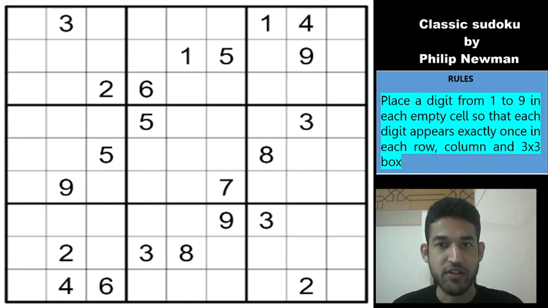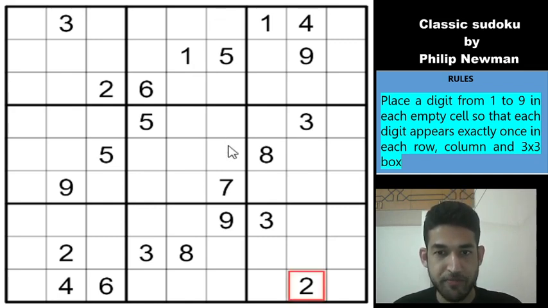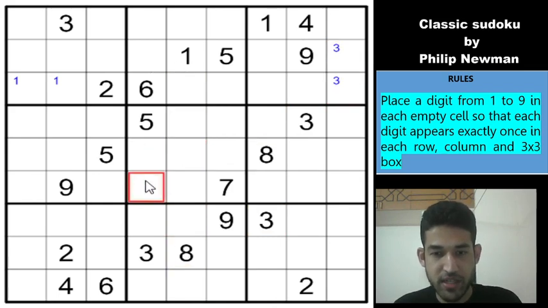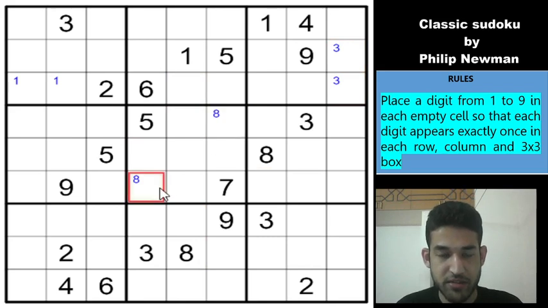So let us start solving the Sudoku now. There is a 1 in rows 1 and 2, which means that these two cells will contain a 1. There is a 3 in column 7 and 8, which means one of these two cells will have to contain a 3. There is an 8 in column 5, 8 in row 5, which means that 8 in box 5 would have to be in these cells.